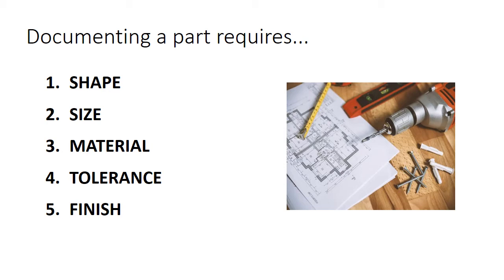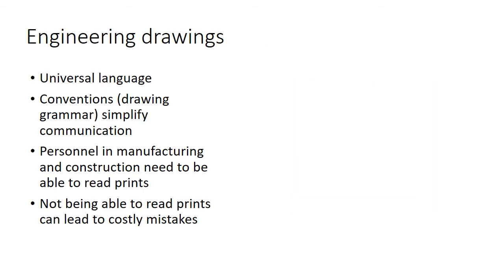So we want to make sure we get shape, size, material, tolerance, and finish. That's just an example of some things that could be on there. I kind of poached this from another slide. Engineering drawings are a universal language. It's got conventions. It's got drawing grammar. We're not going to have a grammar test, but you've got to understand that there are certain things we do and don't do in this written form of communication.